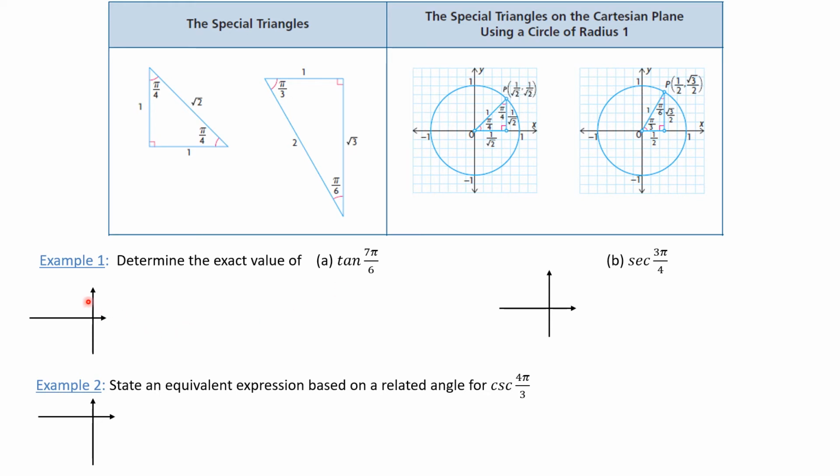So first of all, I put a little x and y axis. I always do this. You don't have to, but I think it really helps to see where we're going. Where is 7 pi over 6? So a lot of us right now are going to say, you know what, I'm just going to convert that to degrees and then I know where it is. But let's just try not converting it to degrees here. 7 pi over 6.